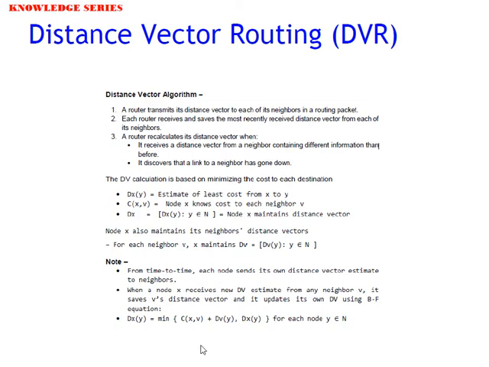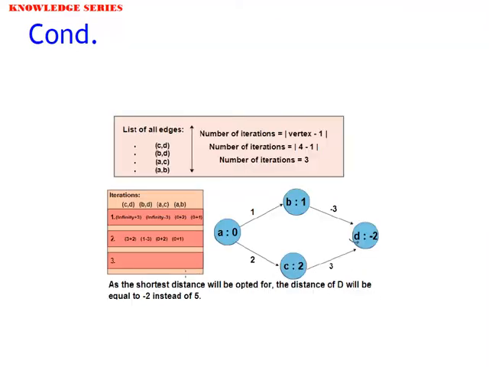Now here you can note that from time to time each node sends its own distance vector estimate to its neighbor, and when node x receives a new DV estimate from its neighbor v, it saves the v distance vector and updates its own DV using the Bellman-Ford equations. That is what we have seen. When node x receives a new DV estimate from its neighbor, it saves the neighboring distance vector in its own table, and thereby updates the DV using the Bellman-Ford equations.